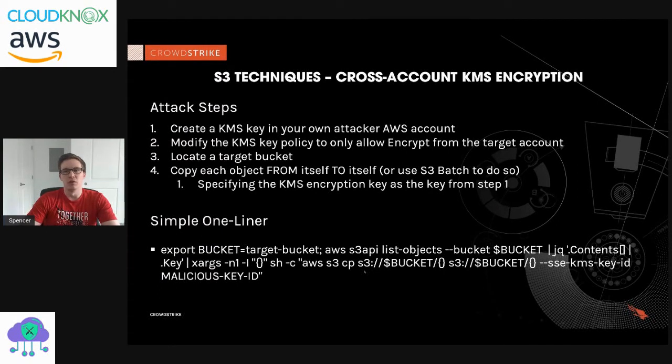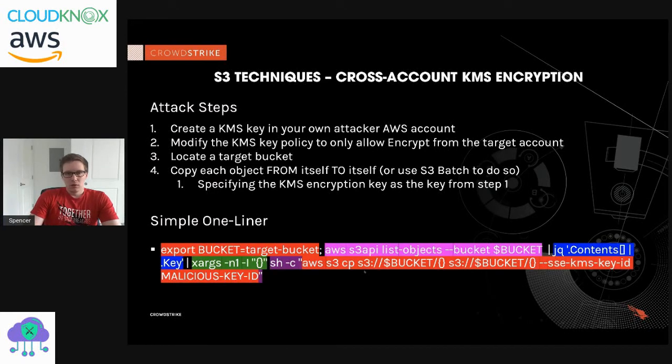Again, it's a little convoluted, but this one's a little easier to understand. Pretty much everything's the same. We're getting the list of objects, the names of those objects, passing that into xargs in this shell command. But the shell command this time is aws s3 cp from the S3 bucket of that object to the S3 bucket of that object. So basically just on top of itself.